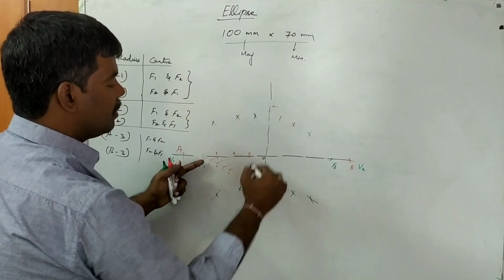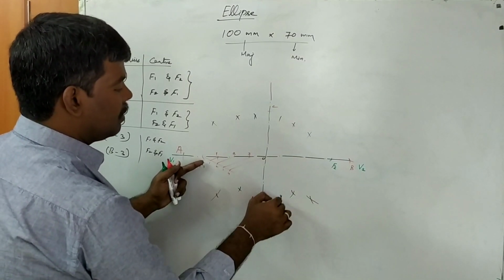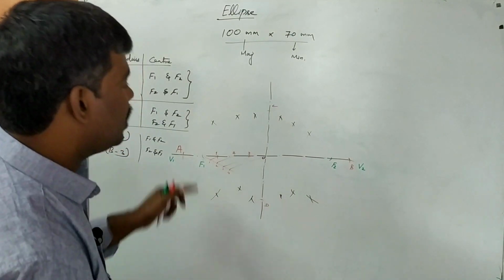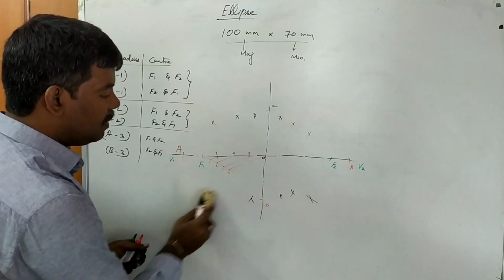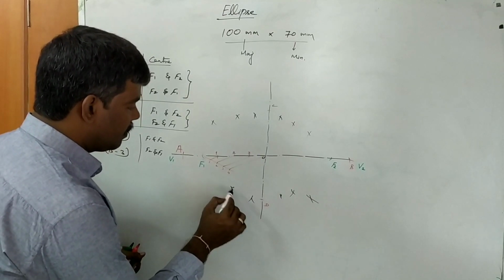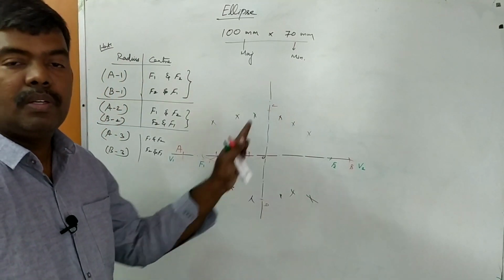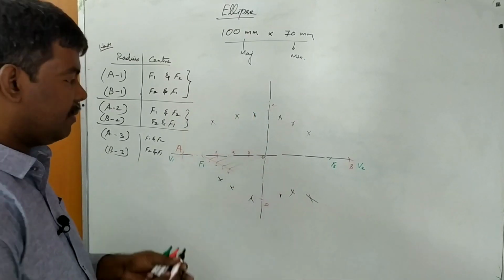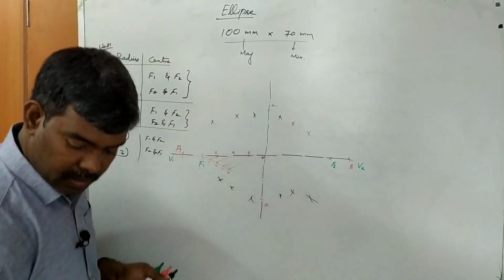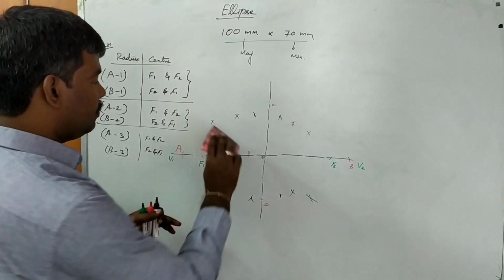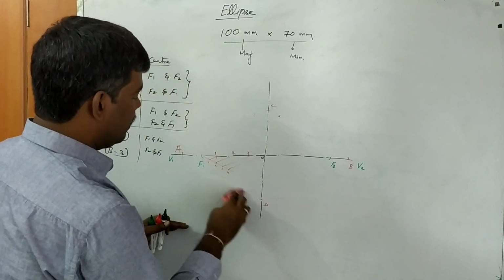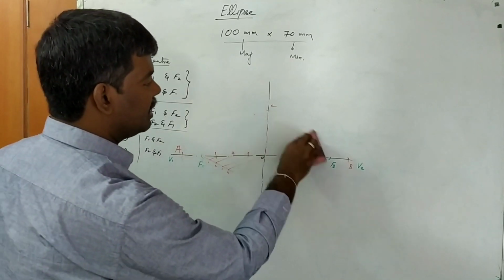So you get here, from here, like this. Clear? So finally, you join all the curves. Fine. You get ellipse including A, B and C, D. Clear? Like that. You know the procedure, no? So just I draw roughly. Don't forget the procedure.